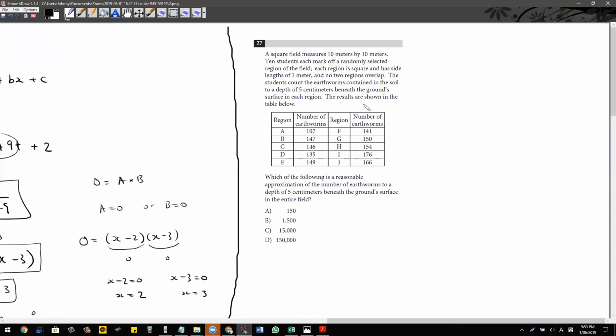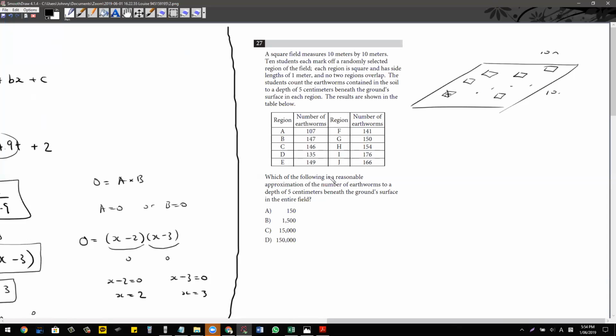So this is 10 meter by 10 meter, right? There's a field, which is 10 meter by 10 meter. There are 10 students, 1, 2, 3, 4, 5, 6, 7, 8, 9, 10. The students are going out to the field and making some measurement on 10 different regions, like one there, like this. Each region is 1 meter by 1 meter. So this could be region A, and none of them overlap. And they found this result.